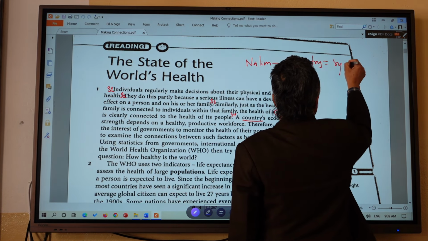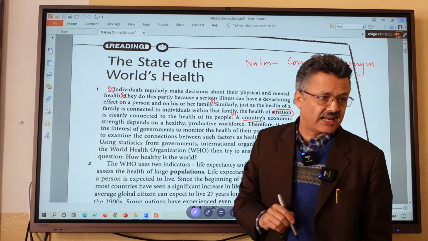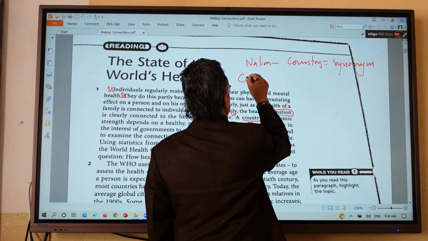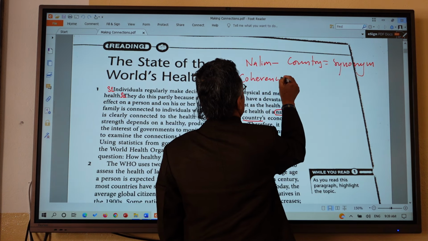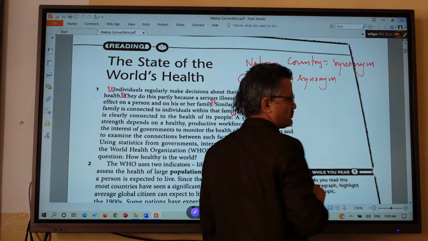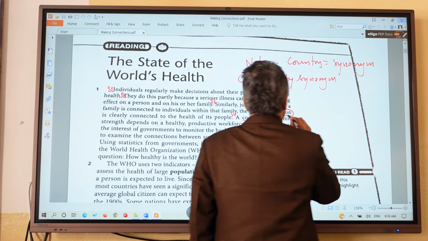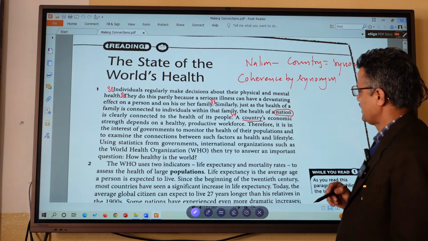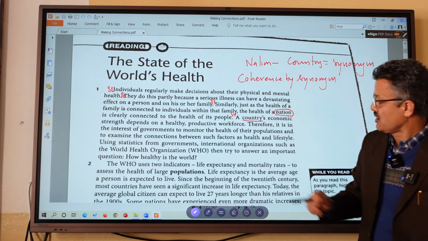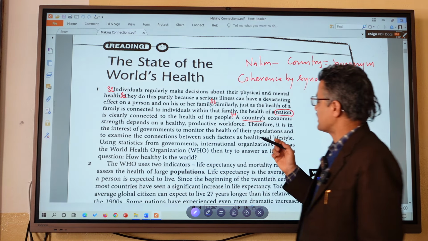So they are synonyms, right? Nation and country are synonyms. We call this coherence by synonym. Look, the word nation in sentence number 3 and the word country in sentence number 4 have the same meaning. So sentence 4 gets connected with sentence 3. Read sentence 3 again.